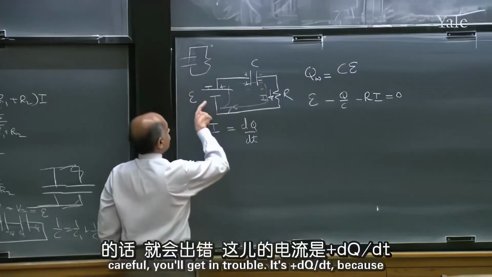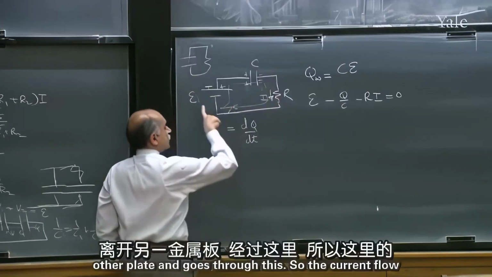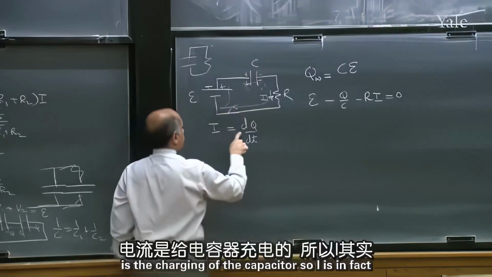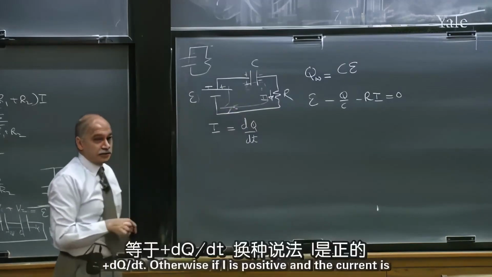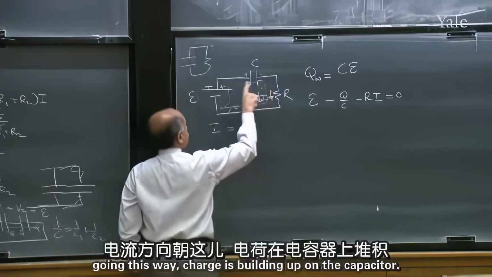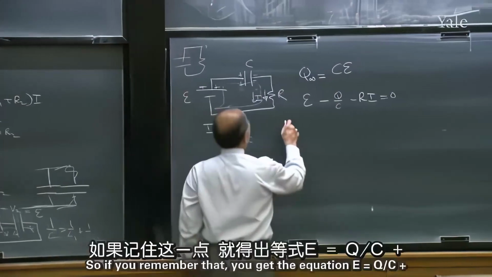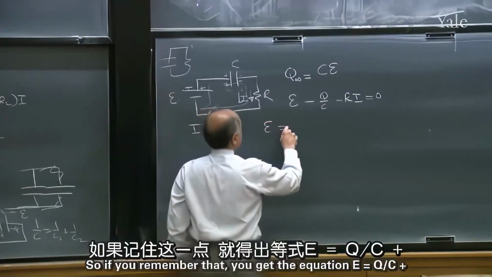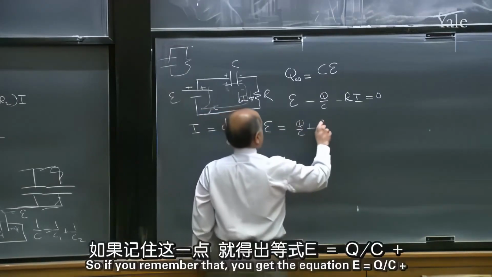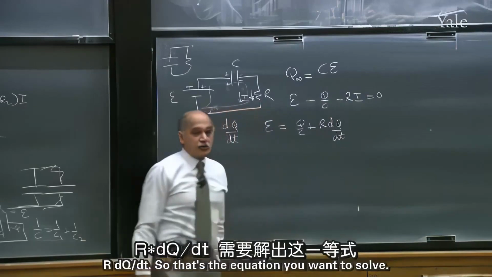It's plus dq dt because any charge that piles up on the capacitor leaves the other plate and goes through this. So the current flow is the charging of the capacitor. So I is, in fact, plus dq dt. In other words, if I is positive and the current is going this way, charge is building up on the capacitor. So if you remember that, you get the equation E equals Q over C plus R dq dt. So that's the equation you want to solve.